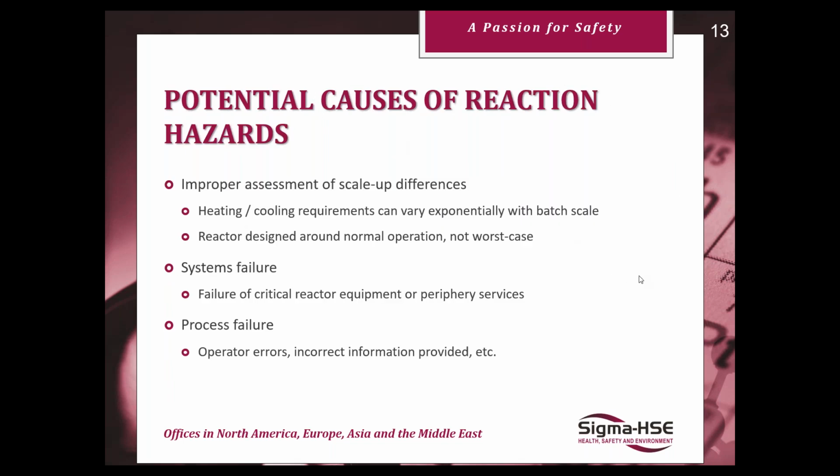These can be categorized into an improper assessment or design based on the differences of scale up. As we've explained before, running a reaction at lab scale during research and development is going to be quite different to bulk, and that's typically regarding heat losses at bulk being the main difference. So the subpoint there: heating and cooling requirements can vary exponentially with batch scale.